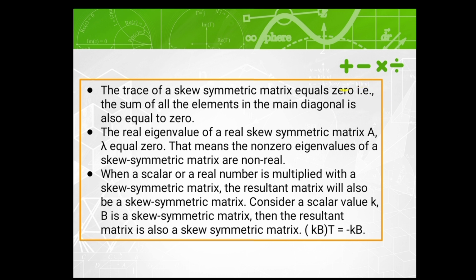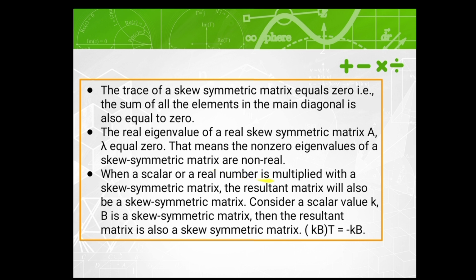No, it's not the determinant, it's the trace. See, trace means nothing but the sum of the diagonal elements of any square matrix. As it is a skew symmetric matrix, A is equal to minus A transpose, so the trace should be equal to 0. And coming to the next property, the only real eigenvalue of a real skew symmetric matrix A is lambda equals 0. This means the non-zero eigenvalues of a skew symmetric matrix are non-real.